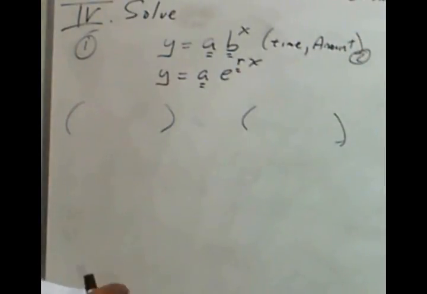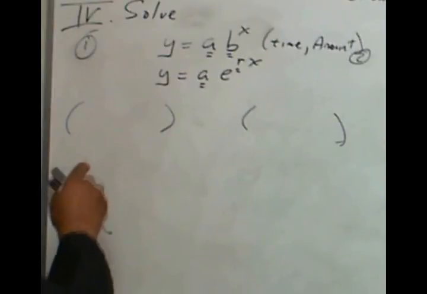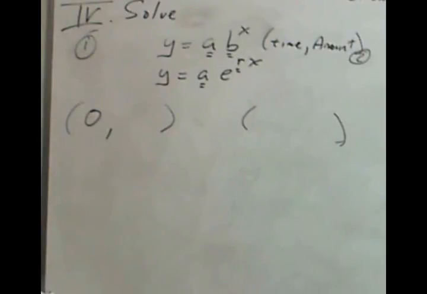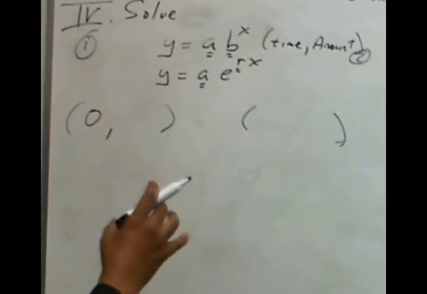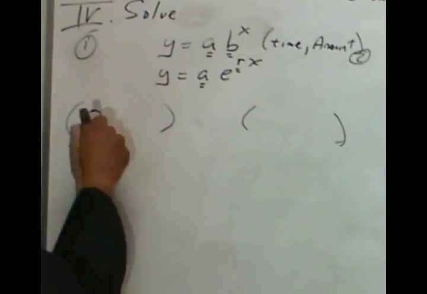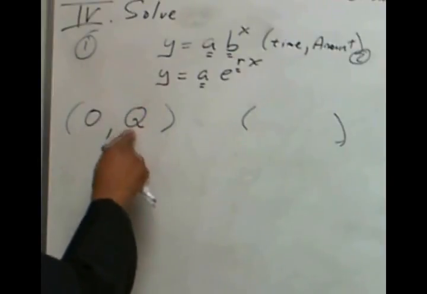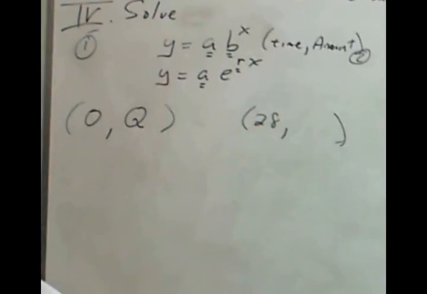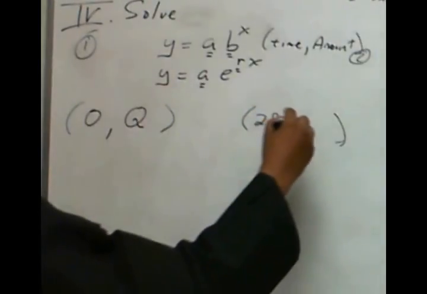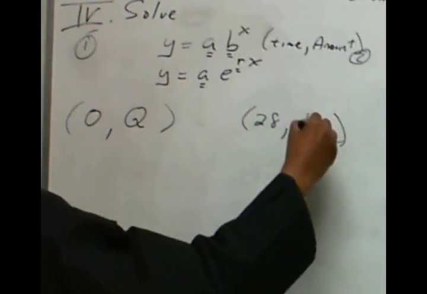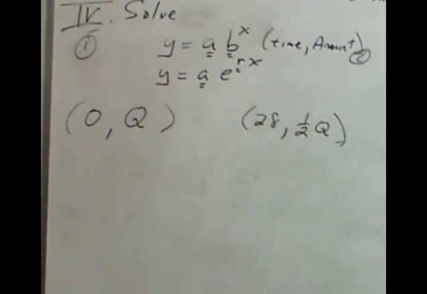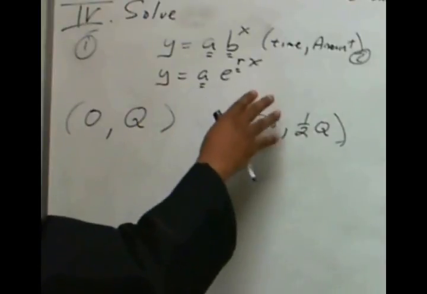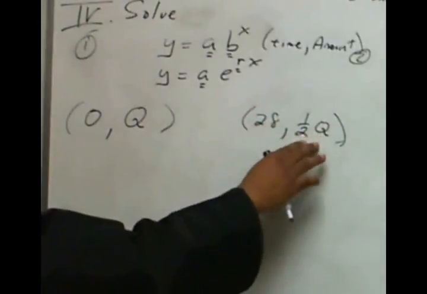Okay, so when the time is 0, I have my entire amount or the entire quantity. So I'll say at time 0, we have the entire quantity. I'll put the Q for quantity. 28 years later, the quantity will be half of whatever it was. So 28 years later, we have 1/2 the quantity. That's what half-life does. When you get to whatever the half-life years are, the quantity is half.